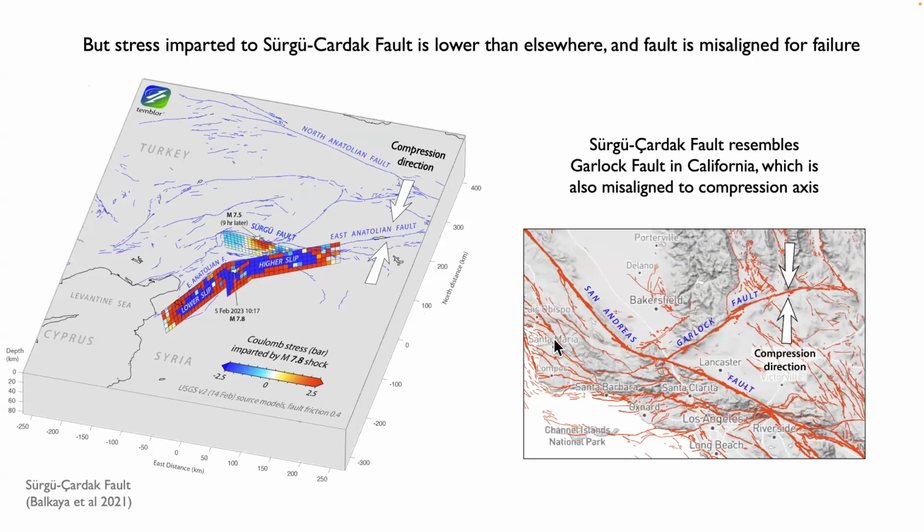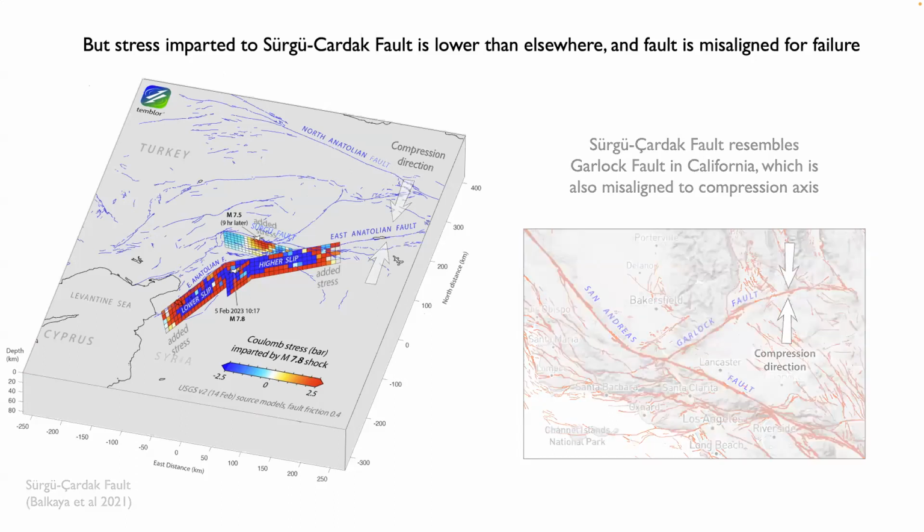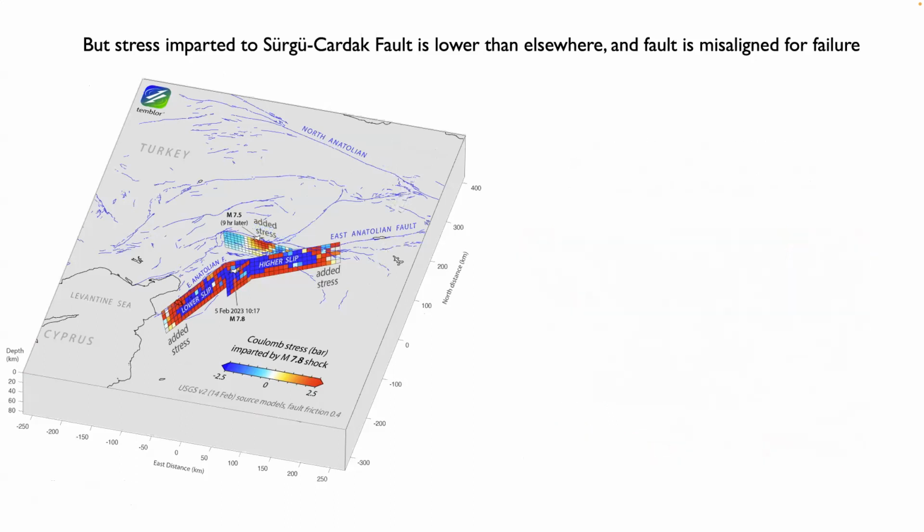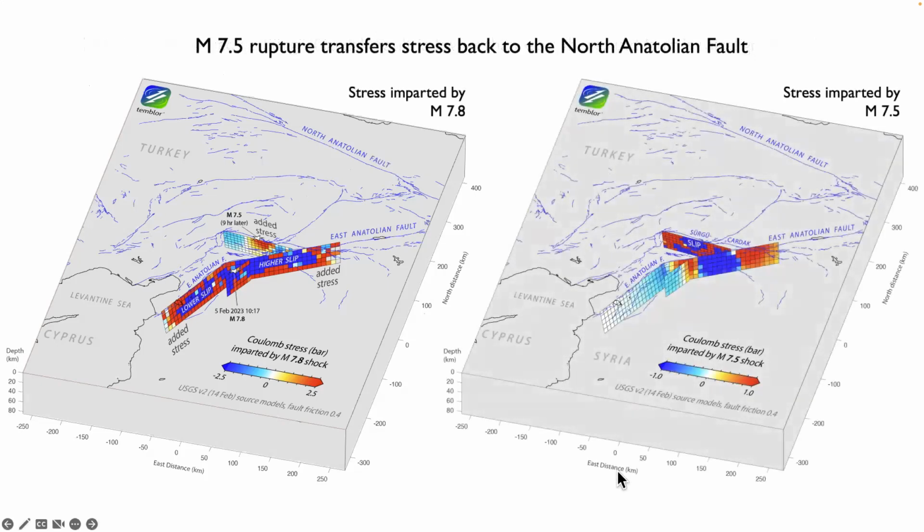Okay, so what do we see here? We've added stress beyond the ends of the fault, and we've added stress to the Sürgü fault. Okay. Now let's look at what happens when the 7.5 occurs. All right, so now on the right is the stress transferred from the magnitude 7.5 to the Sürgü Fault and back to the East Anatolian Fault.